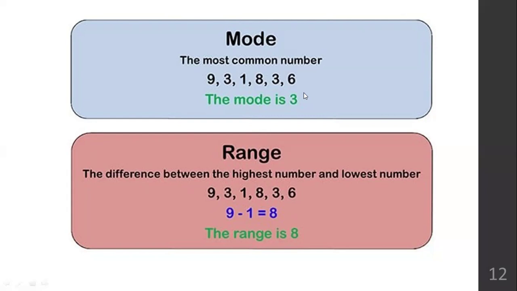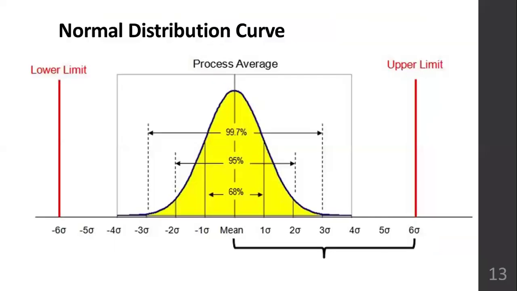It is the difference between the highest number and the lowest number. If you see, 9 is the highest number and 1 is the lowest valued number. So 9 minus 1, 8. The range is 8. So that's how the basic concepts of statistics are used in Six Sigma. Then you have normal distribution curve.